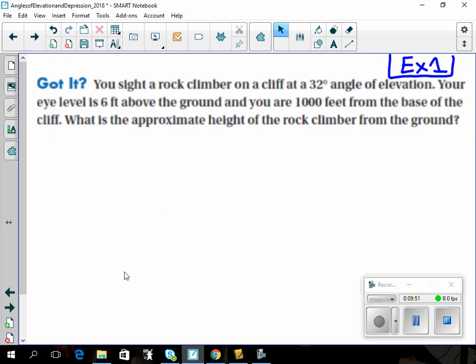So let's draw our triangle with an angle of elevation, like this, okay? And we have 32 degrees in our angle of elevation. We'll go ahead and finish off the right triangle.